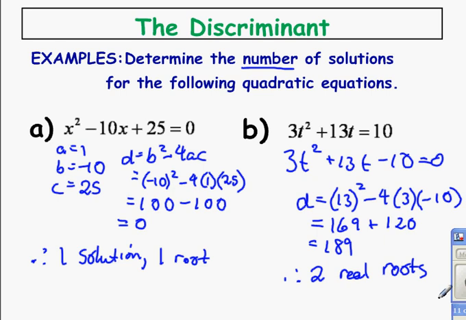Okay, so just make sure you're reading the question carefully. If it wants to know how many solutions there are, use the discriminant. If it's actually asking you to solve for the roots, then you have to factor or use the entire quadratic formula.